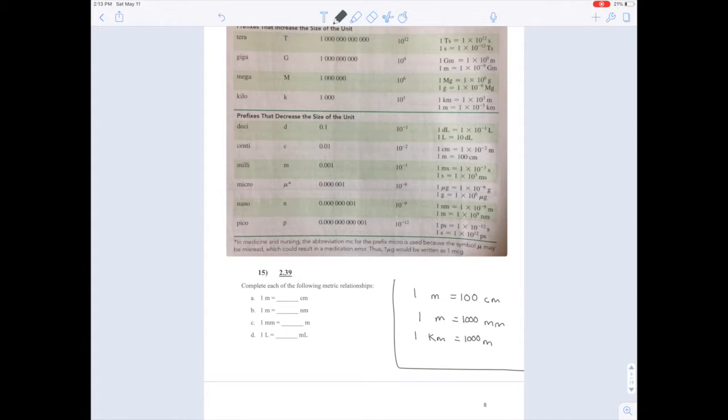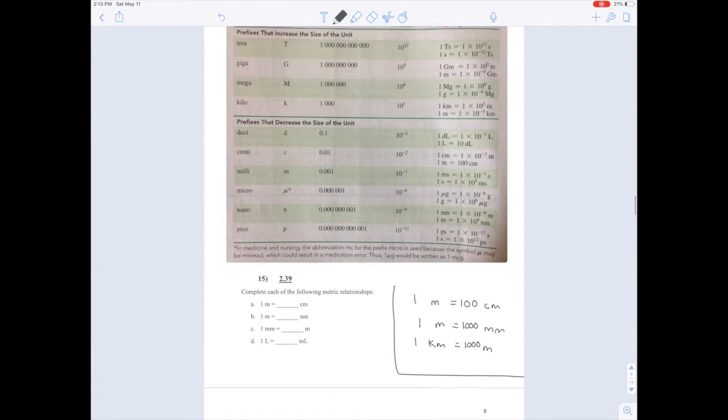The relationships you'd want to know are that 1 meter is 100 centimeters. Think century is 100 years, or cent, there are 100 of them in a dollar. 1 meter is 1,000 millimeters. Think a millennium is 1,000 years. And then 1 kilometer is 1,000 meters. So those are 3 of these relationships that you would want to know. For the other relationships, you would often be given a table, although perhaps not on the HESI.